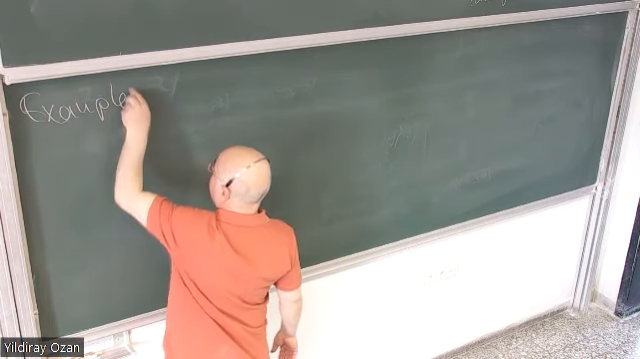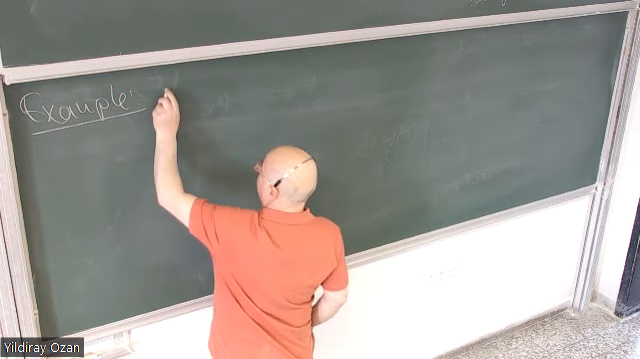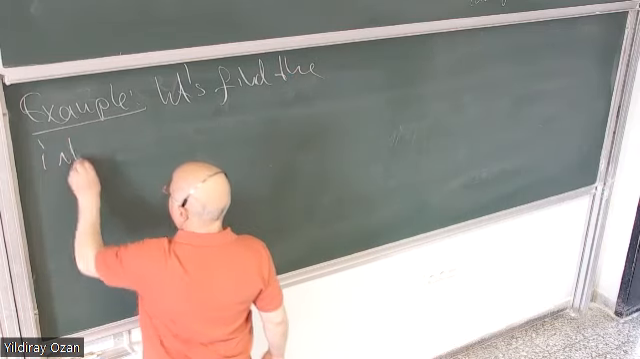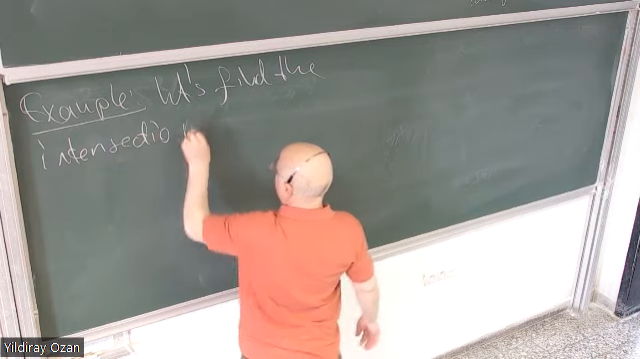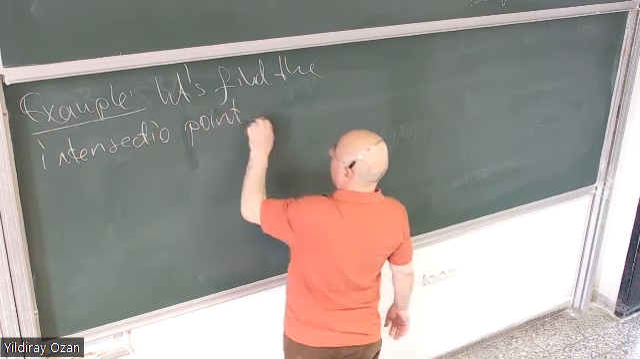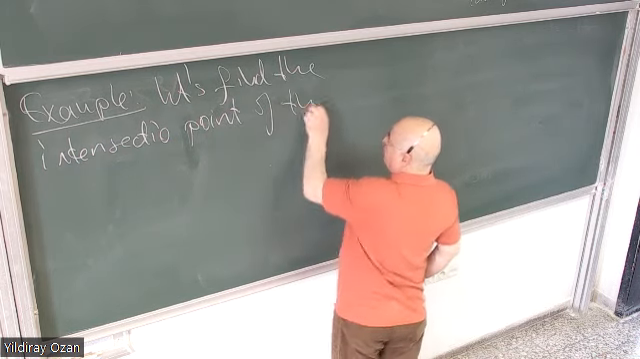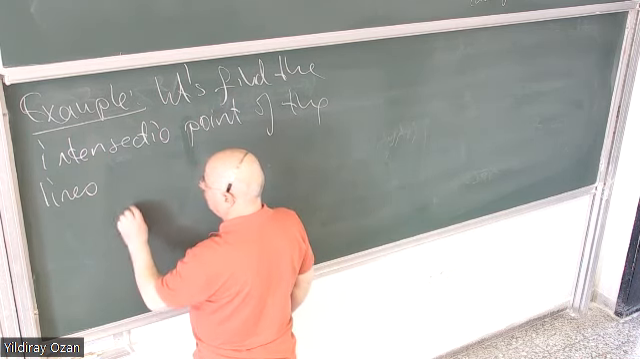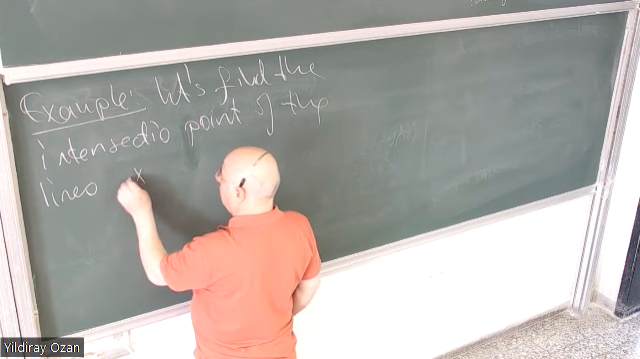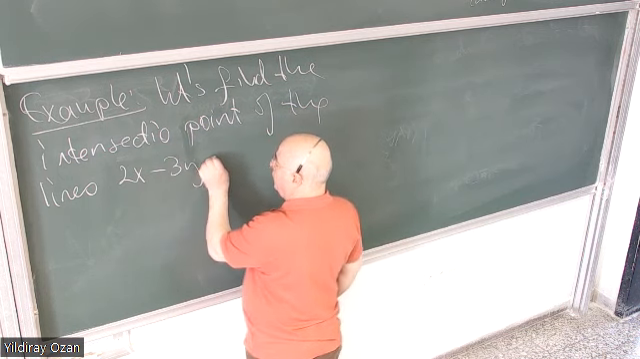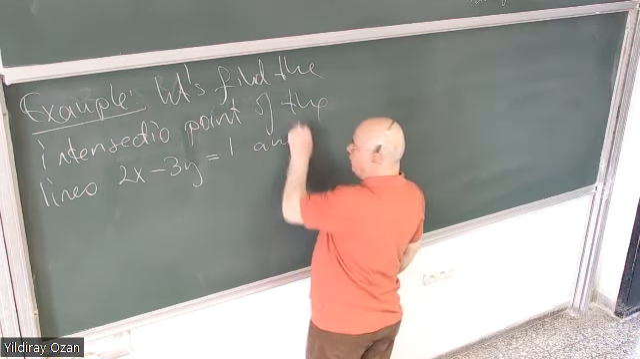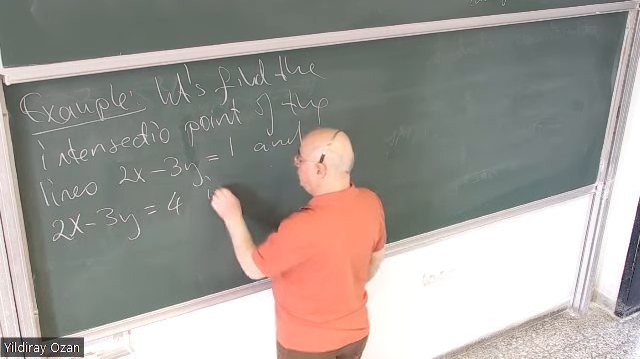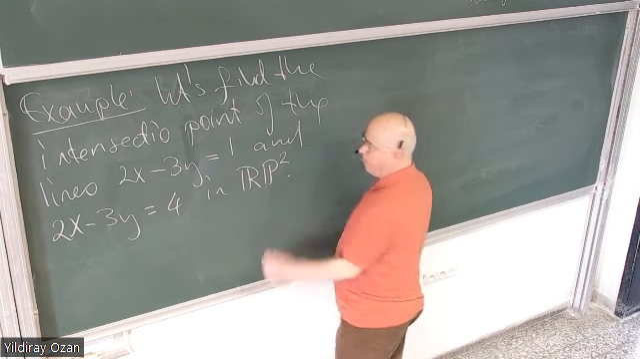Let's do one example. Let's find the intersection point of the lines, let's say 2x minus 3y equals 1 and 2x minus 3y equals 4 in the real projective plane.